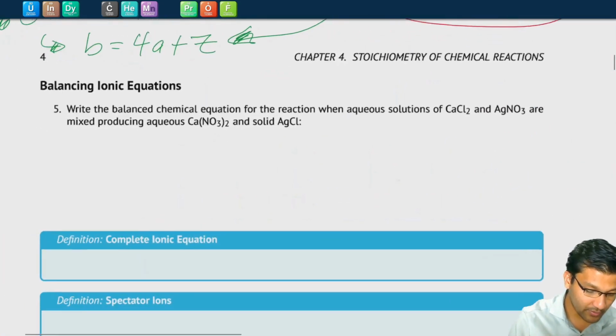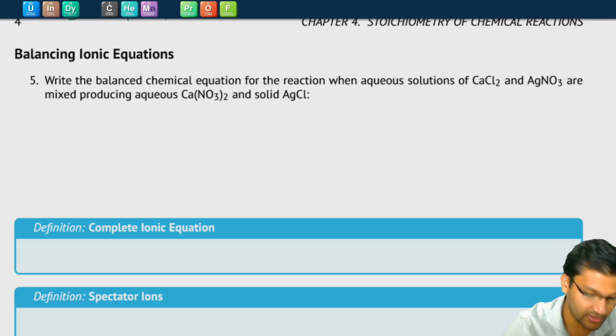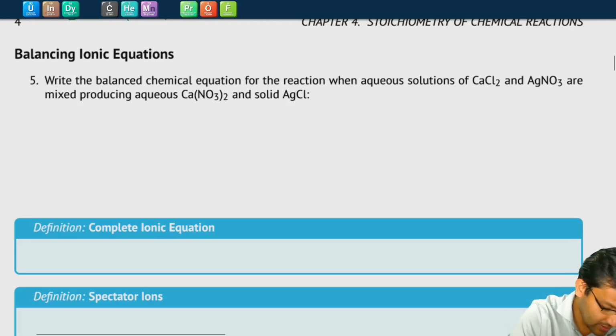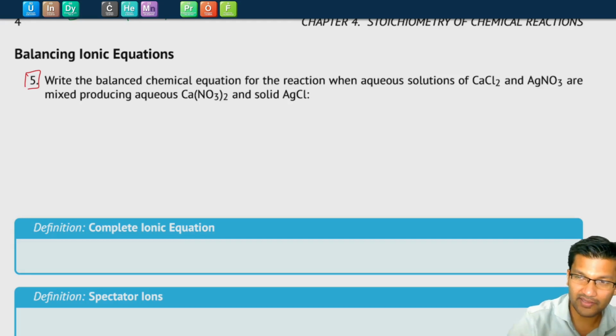Now, before we get into what all those types of chemical equations are, let's look at a practice problem in balancing a chemical equation. Let's look at number 5. Number 5 gives us a chemical reaction with aqueous solutions of calcium chloride and silver nitrate, and they're mixed together producing aqueous calcium nitrate and solid silver chloride. So let's write this equation down and balance it like the question asks.